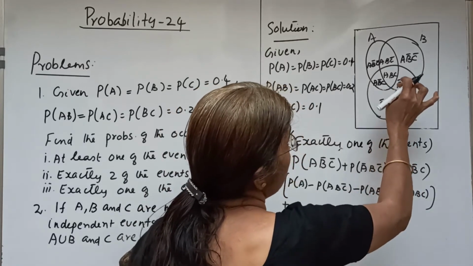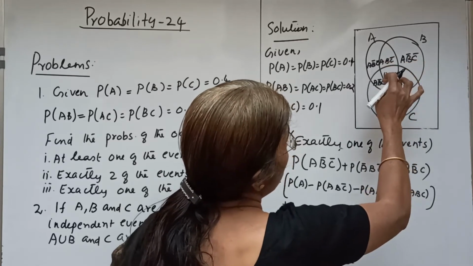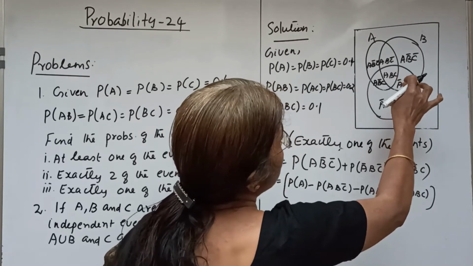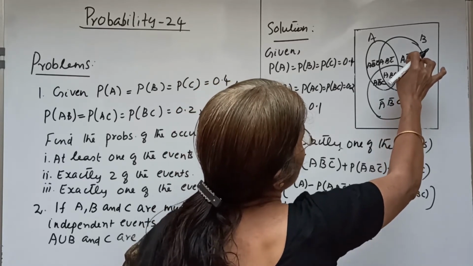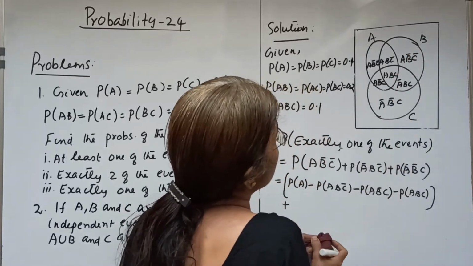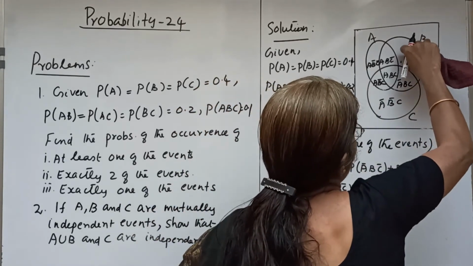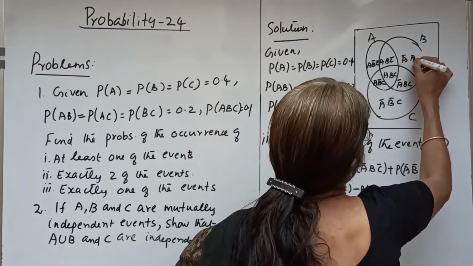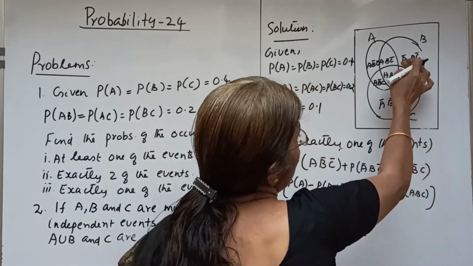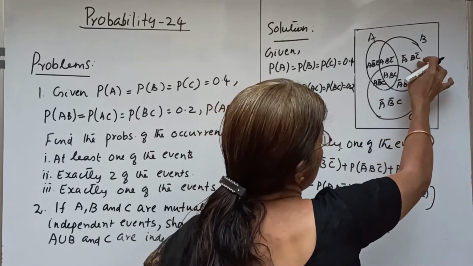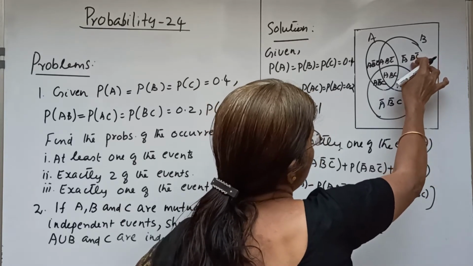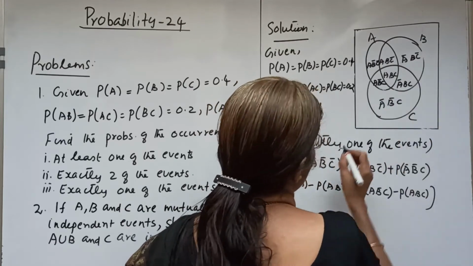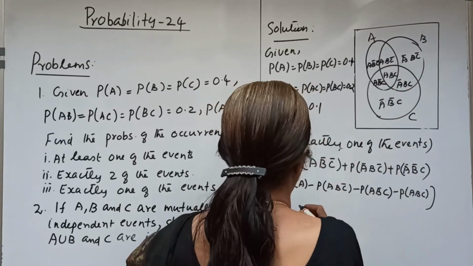Which set is A bar B C bar? This is the set A bar B C bar. Yes, A not included, C not included, but B is included. So this becomes, what is it? The whole P of B.